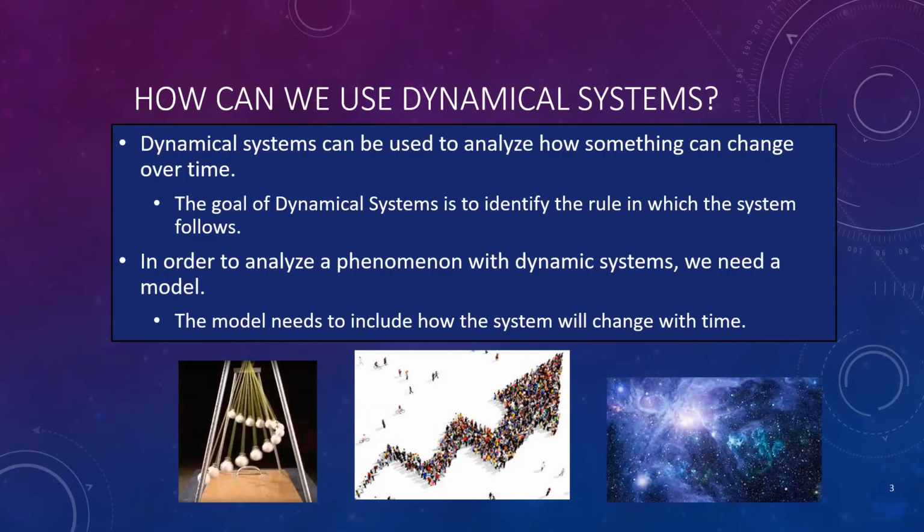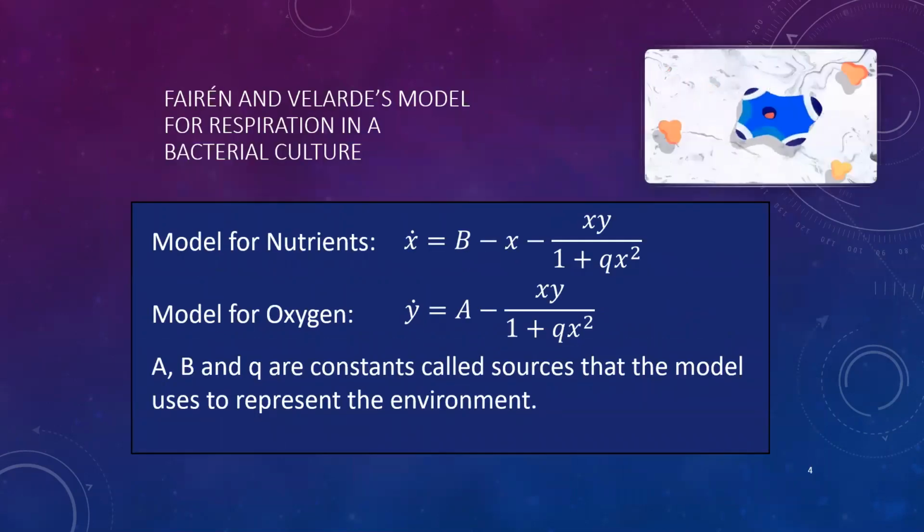In order to use dynamical systems to study bacterial respiration, we first need to find a model. Thankfully, we have a model we can use. Here we can see a model we're going to use for our analysis. This model was created by two people named Ferrin and Reladay, and they published it in a paper in 1979.